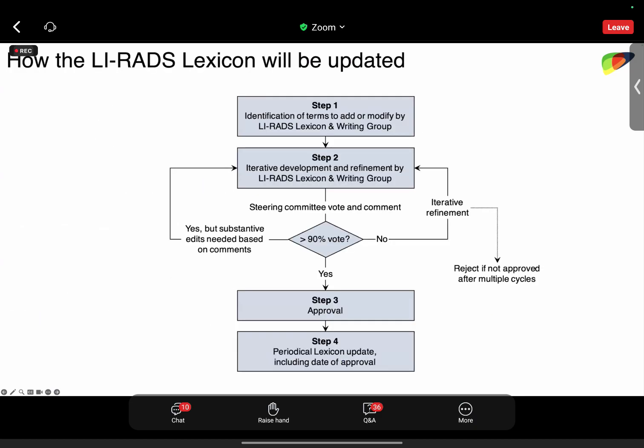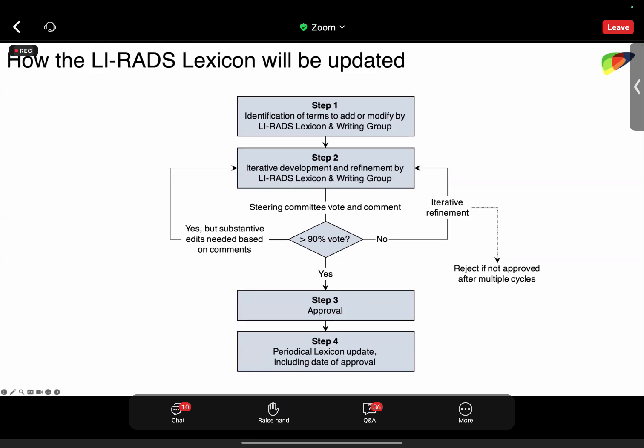This diagram illustrates how the lexicon terms have been defined and how they will be updated over time. Step 1 was to identify potential terms to add or modify by the lexicon and writing group. We then proceeded to iterative development and refinement through monthly meetings. When deemed ready for review, we submitted these to the LI-RADS steering committee. If these terms are approved by more than 90% of steering committee members, they are adopted. If not, they undergo iterative refinement.